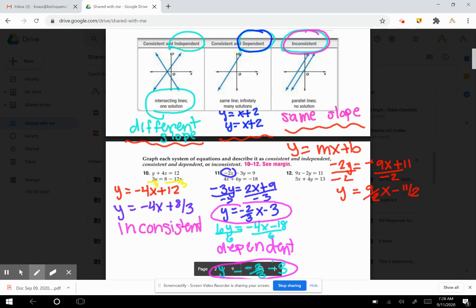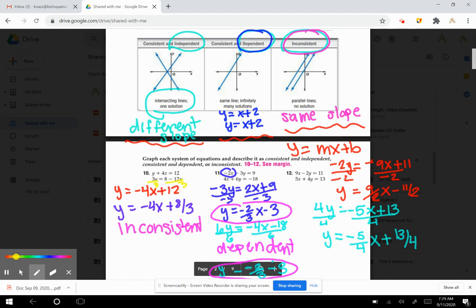Ugh, could you imagine graphing that? Yuck. Okay, next, I'm going to subtract the 5x to both sides. So 4y equals negative 5x plus 13. Divide 4 to both sides. y equals negative 5/4 x plus 13 over 4. Who would want to graph that? Not me, even being a math major. I would not want to graph that.